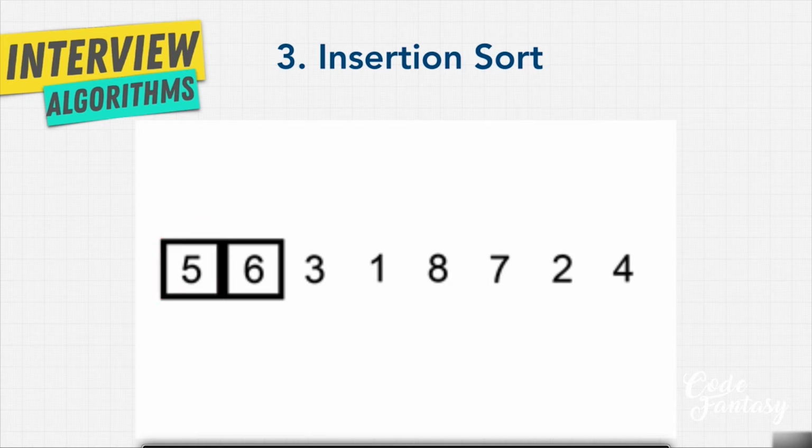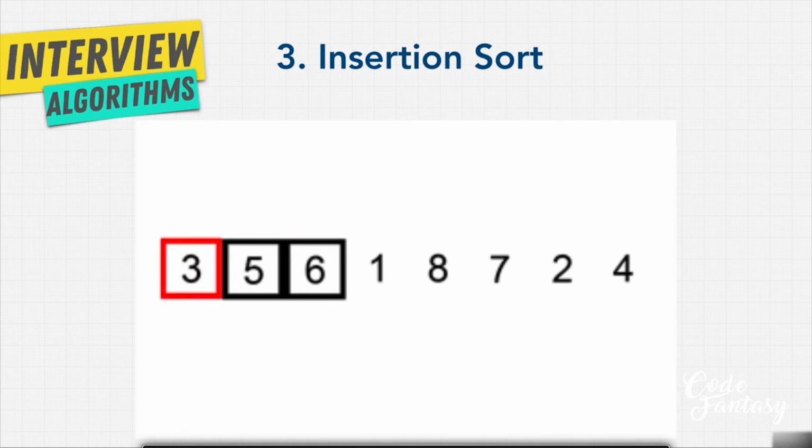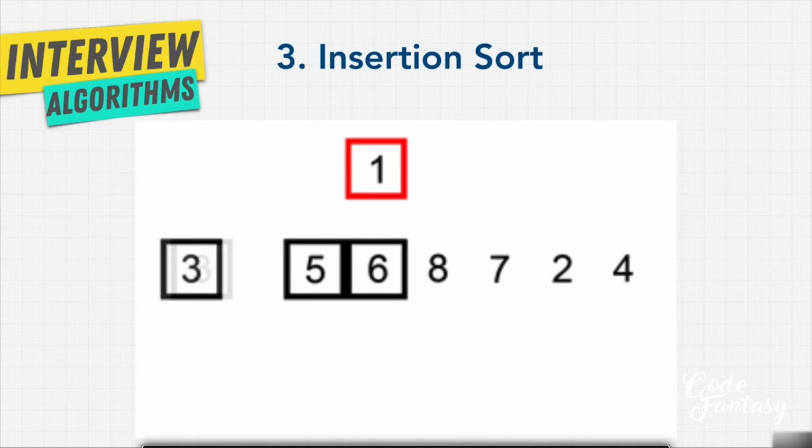And then we go next into the list. We say, hey, 3, where are you in relation to 5 and 6? Well, it's less than those two, so we shift those over and 3 gets placed in the front. So we now have this list of 3, 5, 6. We look at 1 and say, oh yeah, that's the first item. We want to shift everything, put 1 to the left.